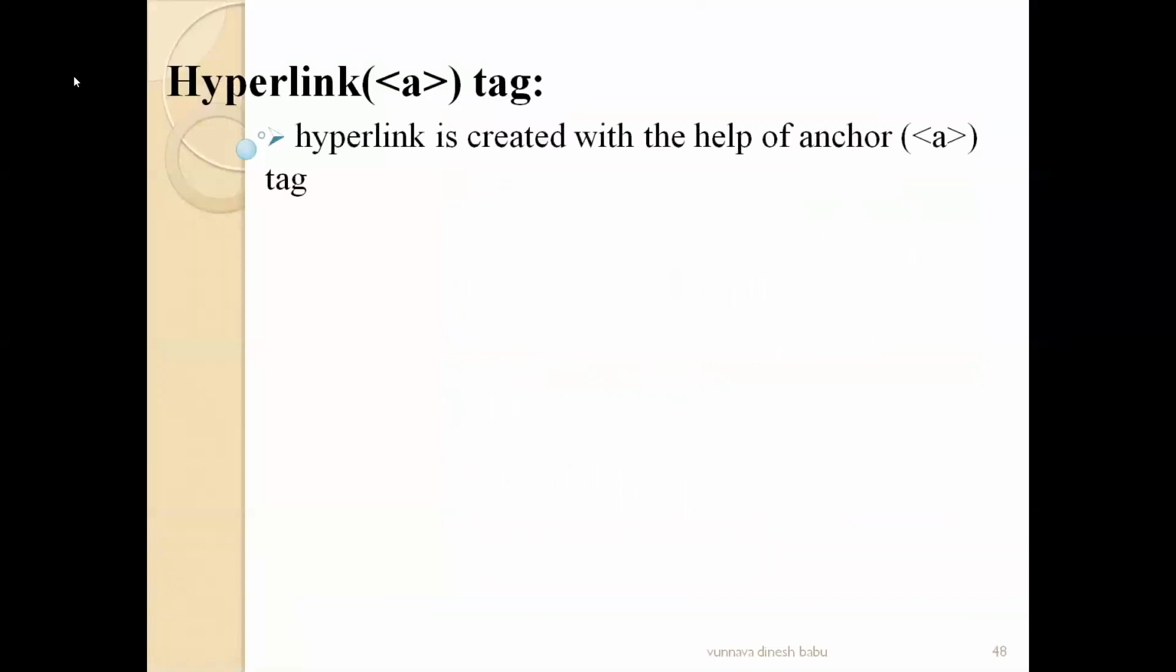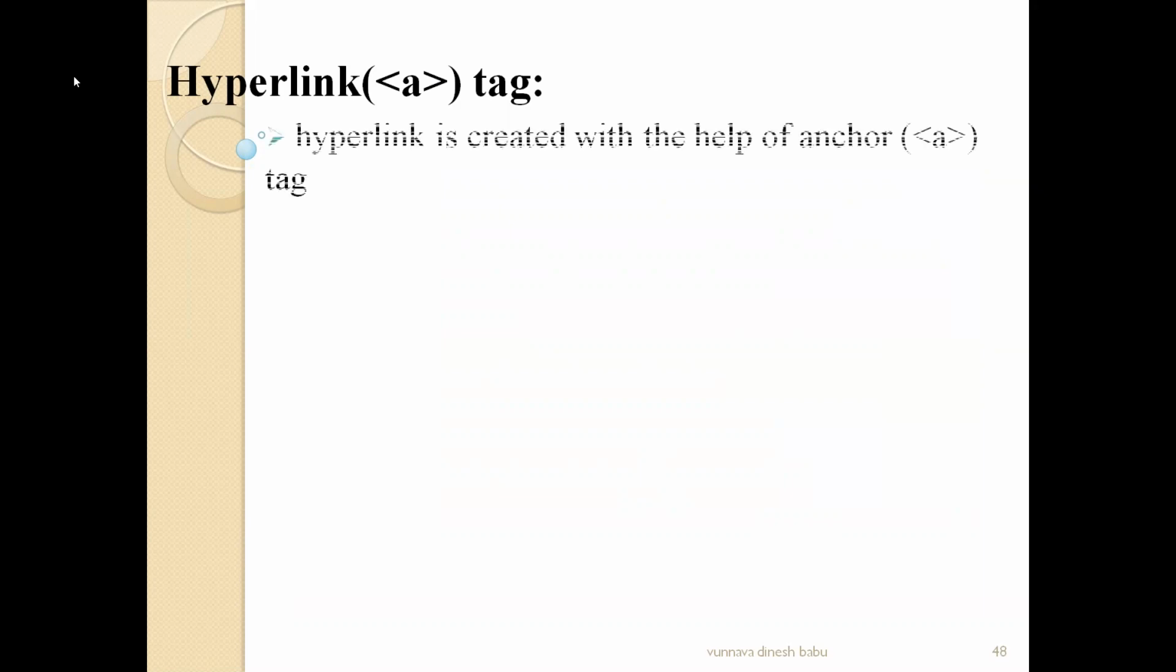Welcome to the session on hyperlinks. In order to create hyperlinks on a web page in hypertext markup language, we use a tag called the anchor tag, which is represented by a. In order to create hyperlinks in an HTML page, we use the anchor tag, that is, a. Some link is created with the help of the anchor tag.